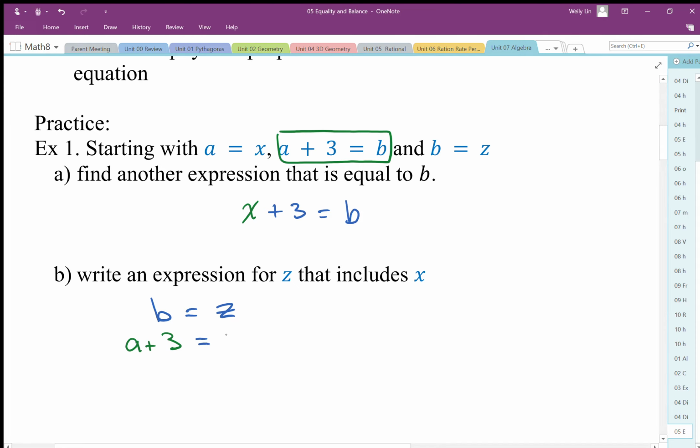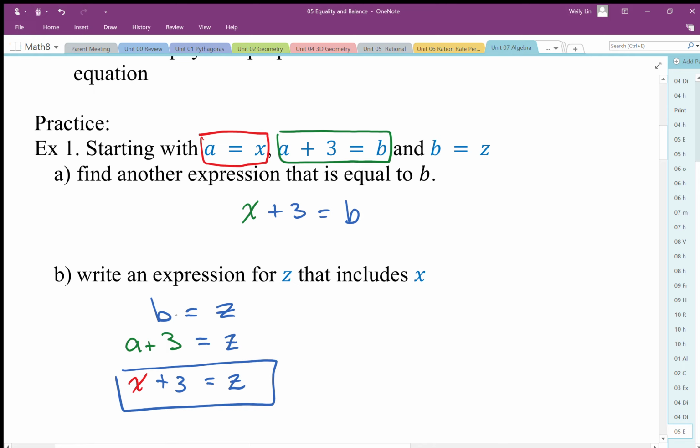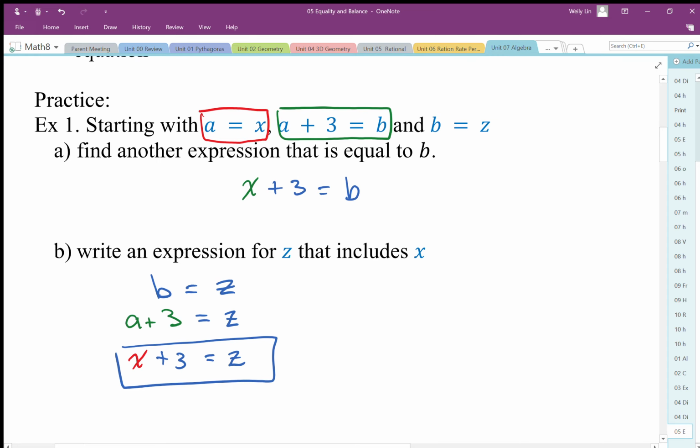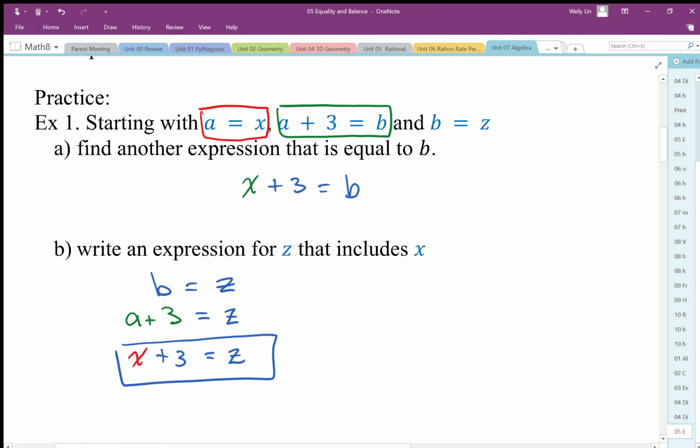And it is balanced, and that's really all I need to keep track of, is I just need to make it balanced. I can also see that a and x are the same thing. So what I can do is replace that a with an x. So I end up with x plus 3. Instead of a, I'm replacing it with x, and that's equal to z. So now I've satisfied this condition. I need to write an expression for z that includes an x. Well, there it is. And I know by doing equal replacements, this is balanced. And that's the most important property that we're dealing with, is balance.